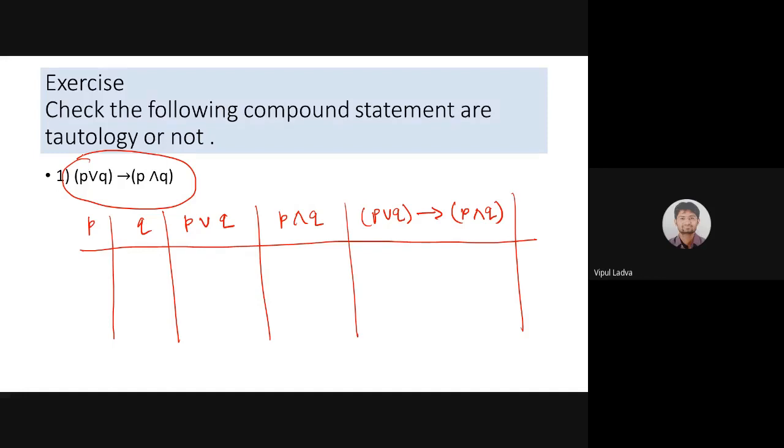Nidhi, थोड़ा ध्यान से देख ले. You need to use the conditional statement. Okay. What is this? Take care. Sorry, conditional statement. If P and Q, then if P or Q, then P and Q. So उसको भी ध्यान में रखना है. I'm not saying your answer is wrong, but take care for that.